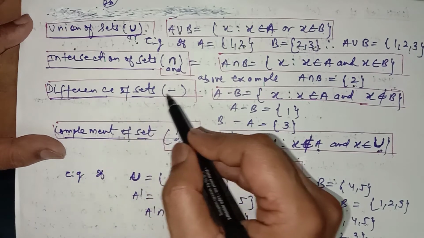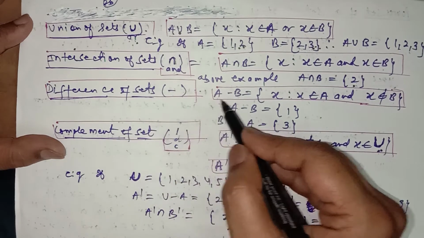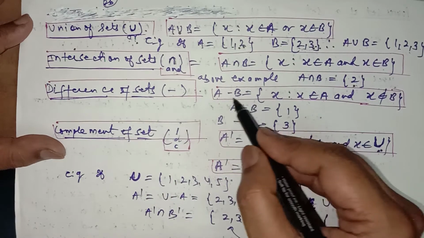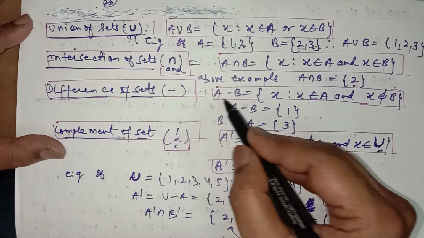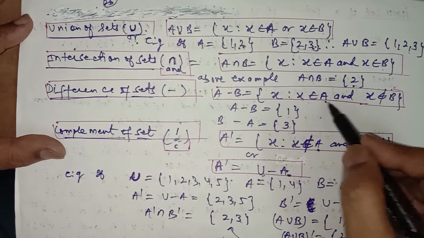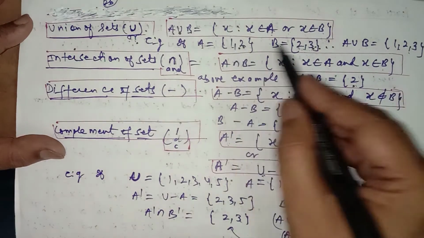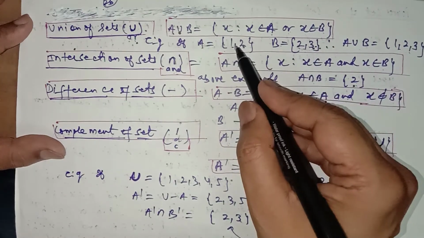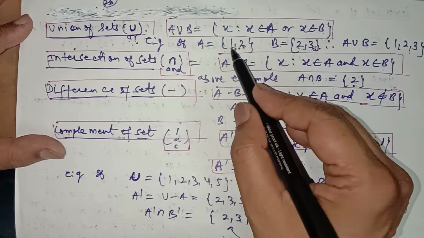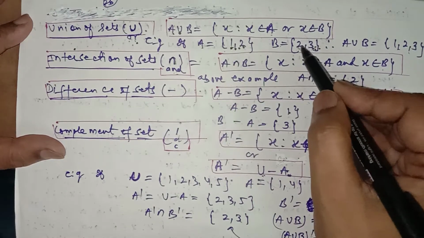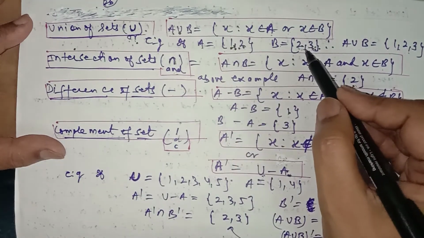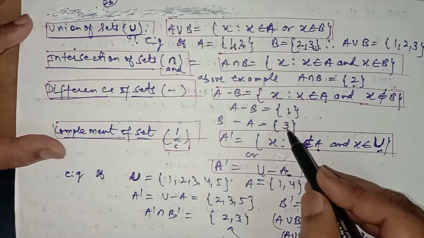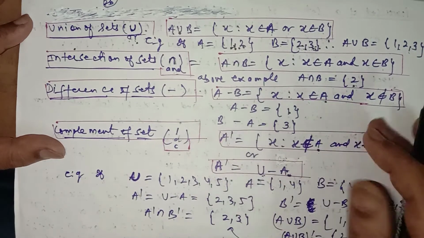Difference of sets is denoted by this minus sign. Now A minus B means those elements which belong to A but not to B. Take this example. A minus B, which belongs to A but not to B, is the element 1. B minus A means those elements which are in B but not in A. It is 3. So A minus B, B minus A.